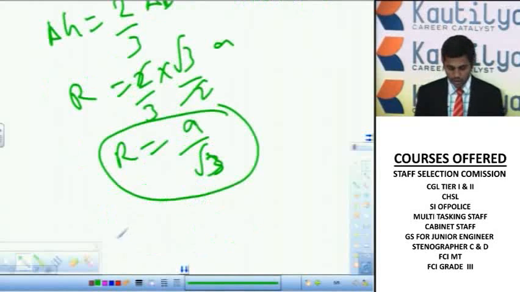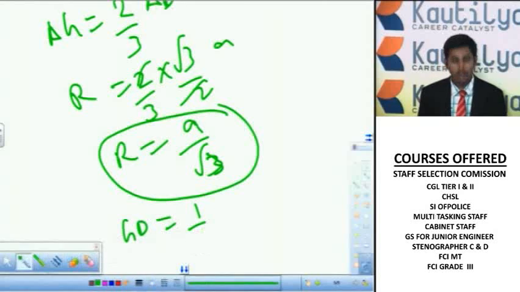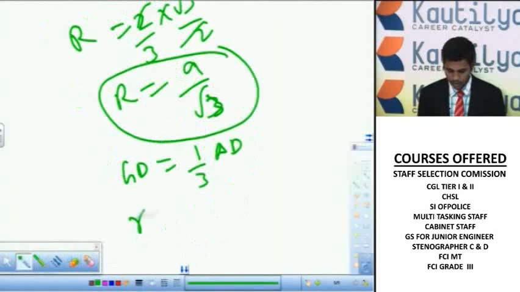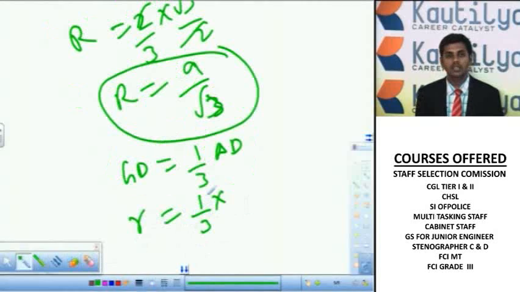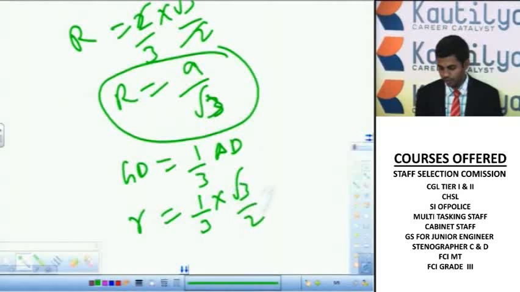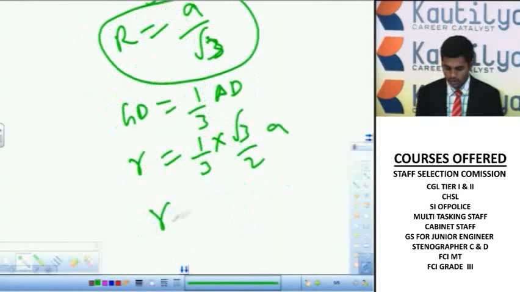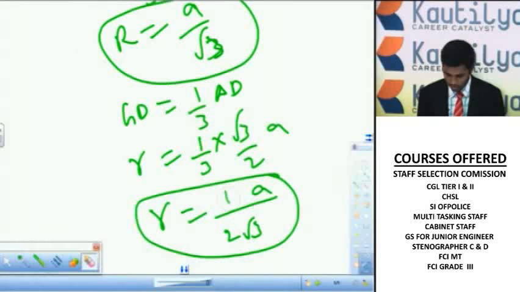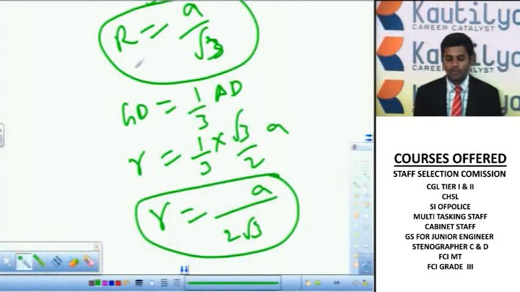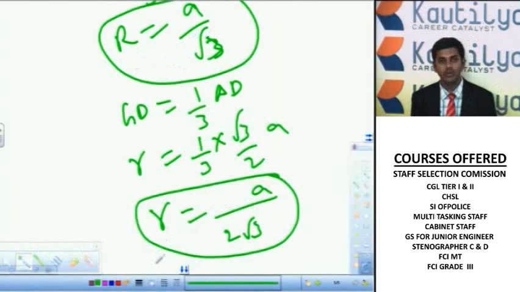Similarly, we get GD equal to 1/3 AD from the incenter, that is the inradius. So GD, which is the inradius, equals 1/3 into AD, which is root 3/2 a. From this we get the relation r equal to 1/2 root 3 a, that is a by 2 root 3. That is, for circumradius and side of an equilateral triangle, the relation is R equal to a by root 3, and for inradius and side of an equilateral triangle, the relation is r equal to a by 2 root 3.